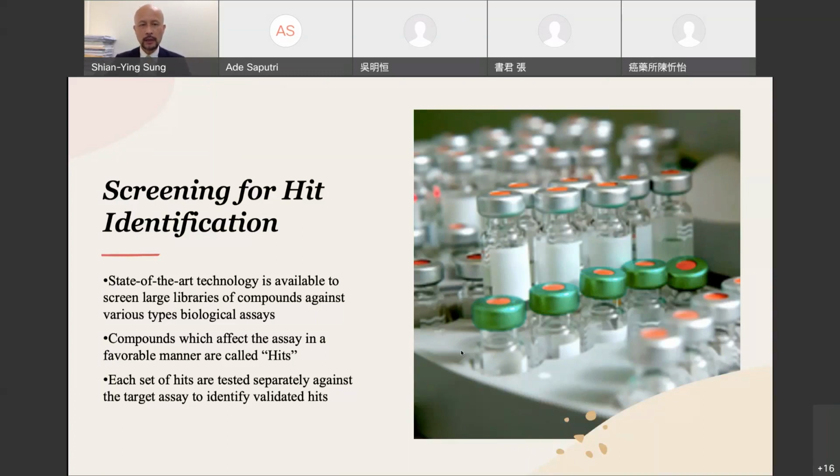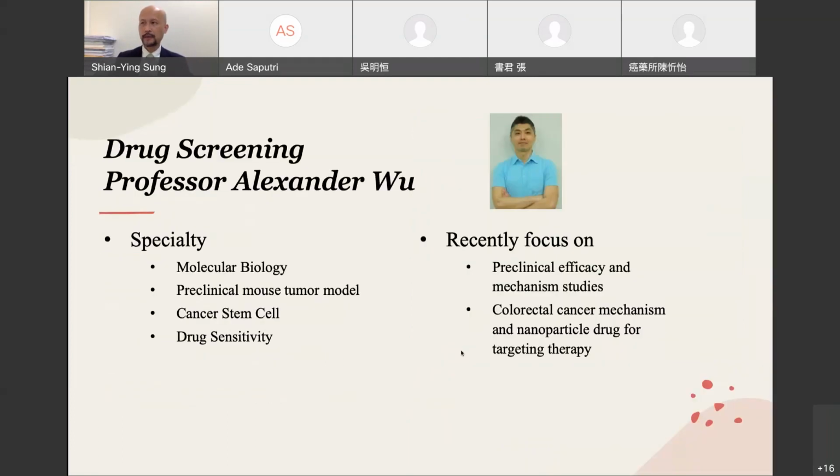In addition, this drug may be able to develop as a lead compound for future therapeutic targets. Professor Alex Wu is an expert in drug screening. His specialty includes molecular biology, clinical mouse models, cancer stem cells, and drug sensitivity analysis. Recently, he has focused on preclinical efficacy and mechanism studies, specifically colorectal cancer mechanisms and nanoparticle drugs for targeting therapy.